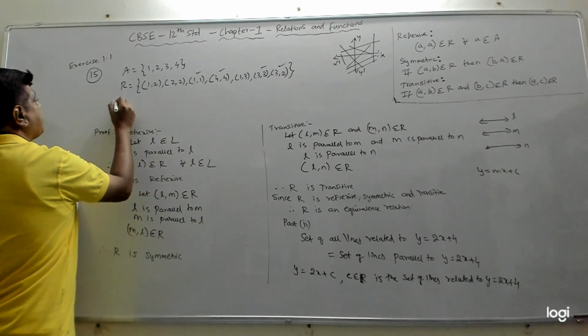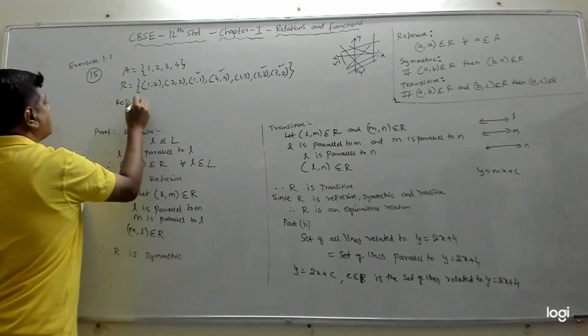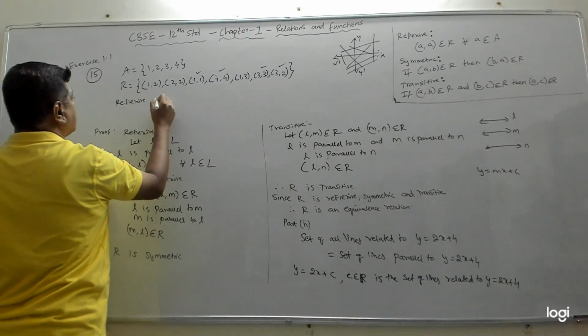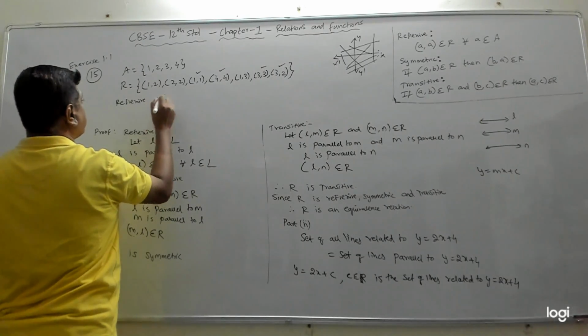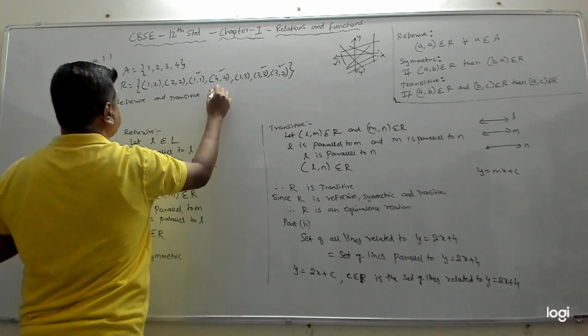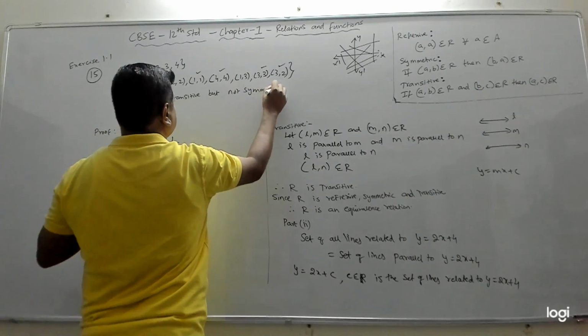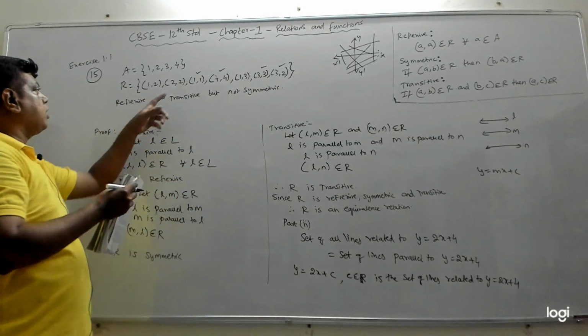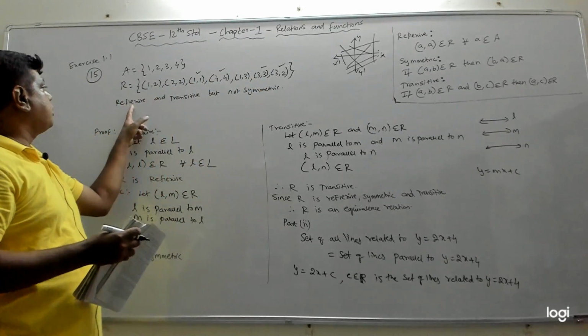So this is reflexive and transitive, but not symmetric. Reflexive, because (1,1) is there, (2,2) is there, (3,3) is there, (4,4) is there. So it is reflexive.